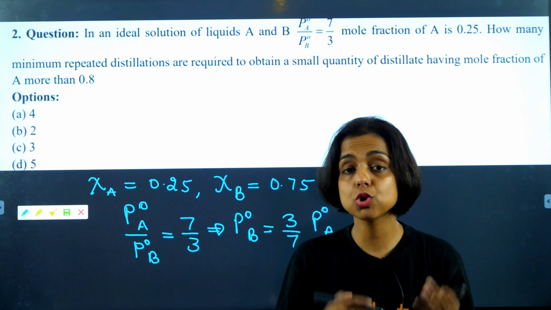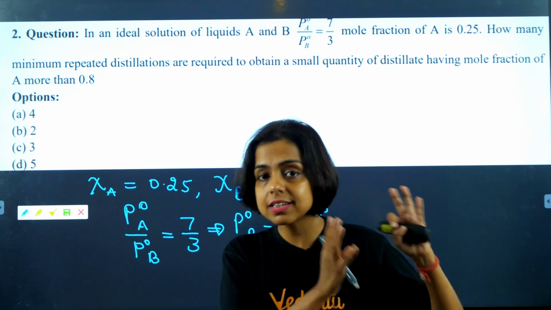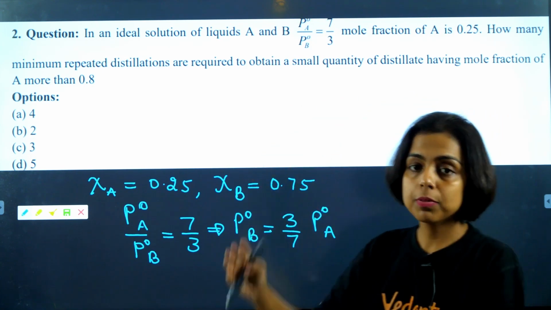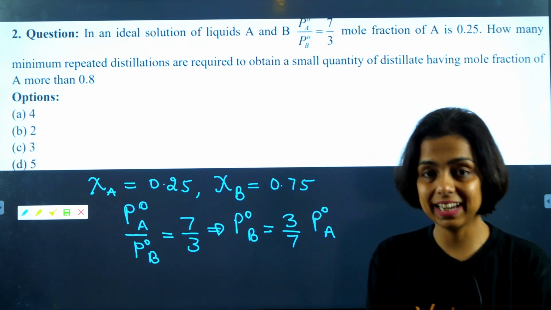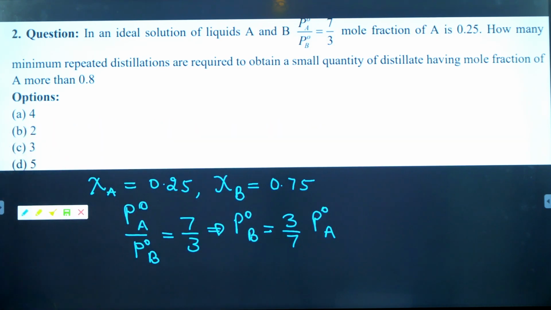So how many times do you have to repeat this distillation so that in the distillate you have the mole fraction of A more than 0.8, right? I hope the information given in the question is clear to you.